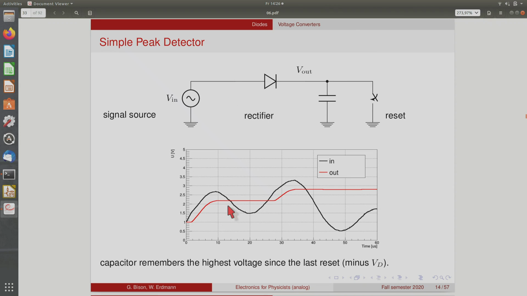So as an example, if this is time, for instance, and the black one is your input signal, which varies a bit up and down, then the voltage on this capacitor follows while it rises and then stays constant, separated by one diode drop. So there's always this 0.7 volt diode drop, but it doesn't go down again. So it stays at this level until the input voltage goes higher again, but only up to this peak, and then it remembers the value of this peak. So that's why it's called a peak detector. It detects the peak value of a voltage. And then at some point you read out the voltage, reset the thing, and start again.